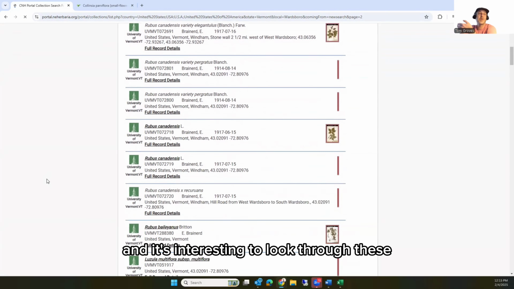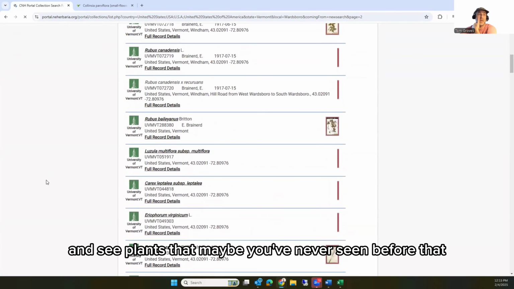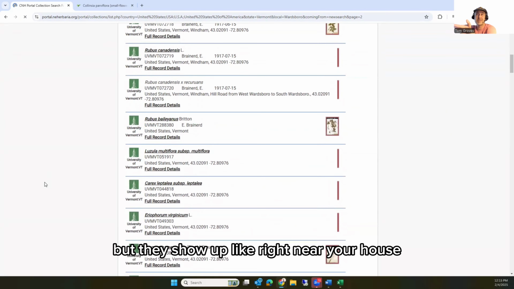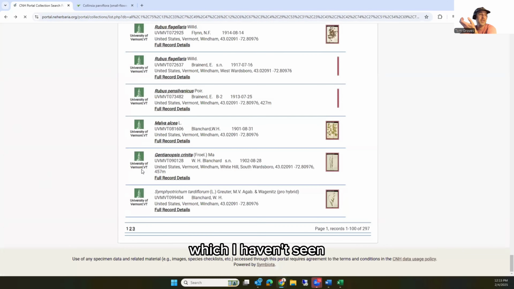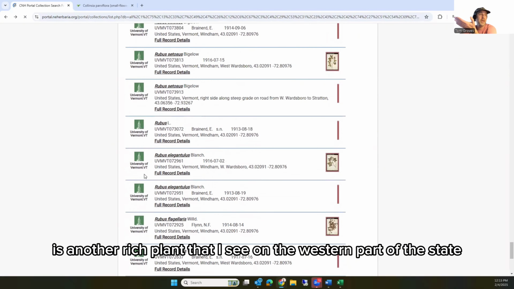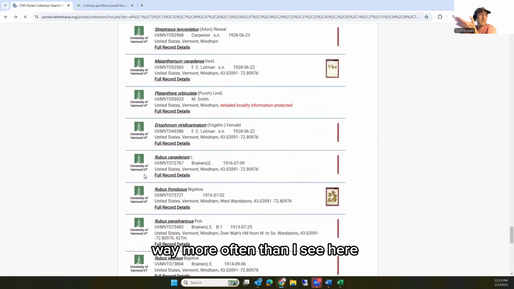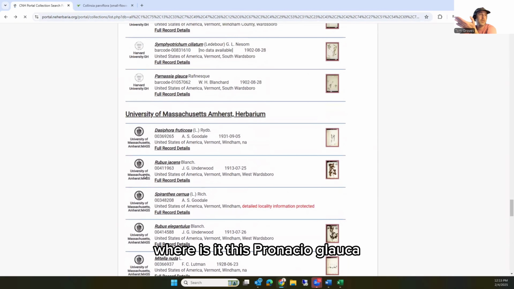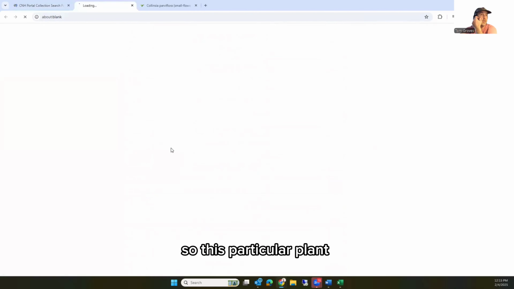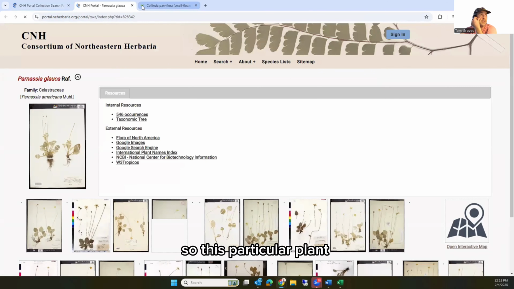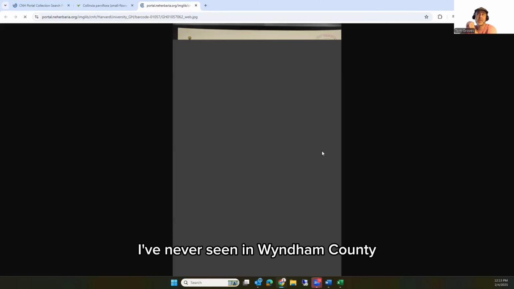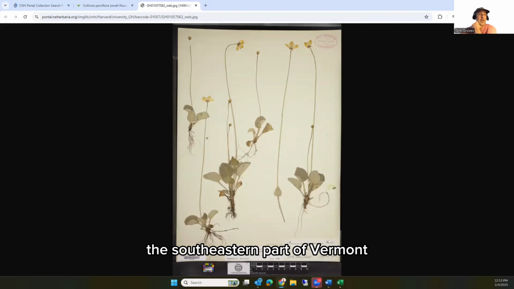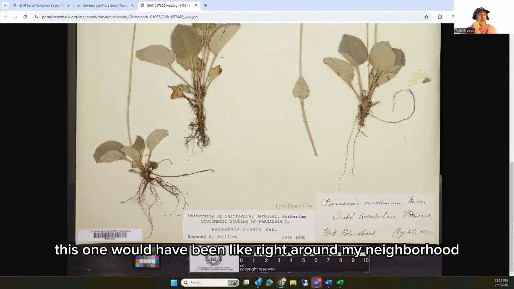It's interesting to look through these and see plants that maybe you've never seen before but that show up right near your house. The other one that I wanted to show you, which I haven't seen, is another rich-soil plant that I see in the western part of the state way more often than I see here. This Parnassia glauca. I've never seen this particular plant in Windham County, the southeastern part of Vermont, but I'm sure that it does show up here. This one would have been right around my neighborhood.